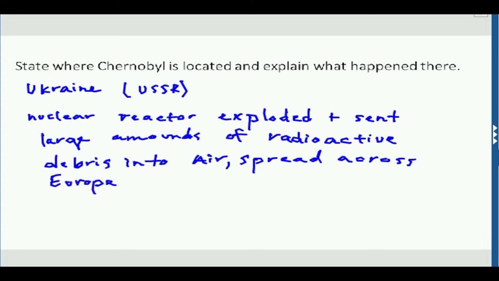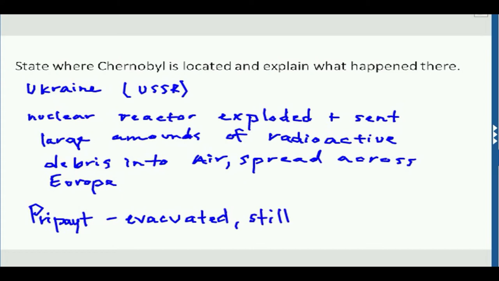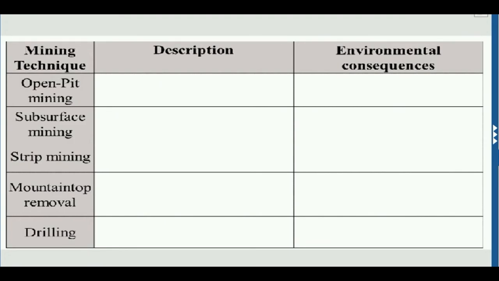The town in which it was located was called Pripyat. I may not be spelling that correctly, but they were evacuated, and it's still not safe to live there. You can actually go on tours of Chernobyl, and you're limited to like 15 minutes. That's kind of interesting. Okay, so let's talk about mining.